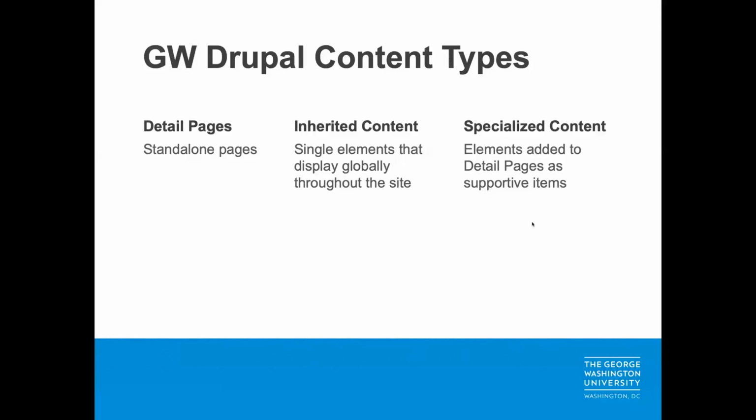And then the last category is your specialized content. And these are those supportive elements that you might add to like the sidebars of your pages, maybe some rotators, things along those lines, that are just kind of amplifying the information that you have on that page and helping to provide additional context or additional resources, things along those lines. They're supporting the details on the page.